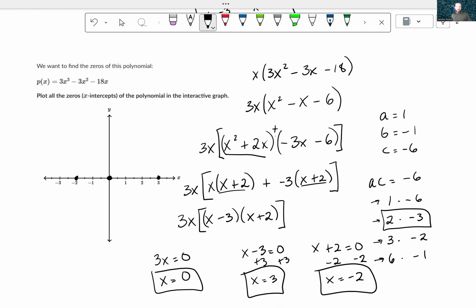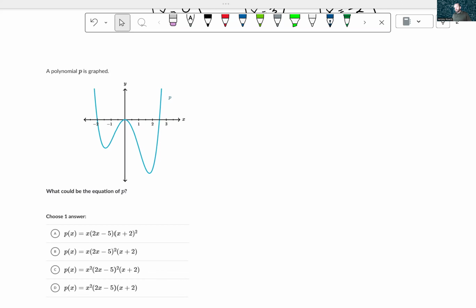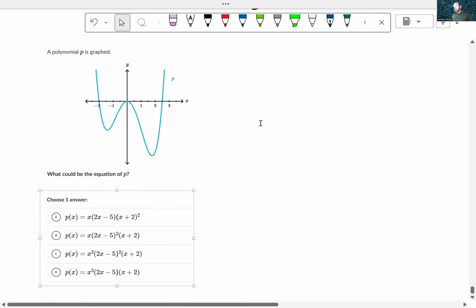Okay, let's take a look at what's next here. The next one is multiplicity, which has to do with, is it bouncing off of the graph or is it going through? So this gives us the polynomial. It shows us the graph of the polynomial. Now, anywhere that it's bouncing off of the graph is going to be an even power. Anywhere that it goes through the graph is an odd power of that zero.